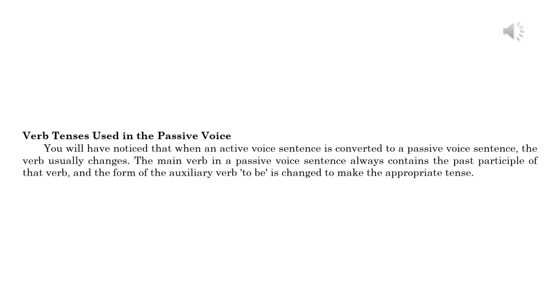Verb tense is used in the passive voice. You will have noticed that when an active voice sentence is converted to a passive voice sentence, the verb usually changes. The main verb in a passive voice sentence always contains the past participle of that verb, and the form of the auxiliary verb to be is changed to make the appropriate tense.